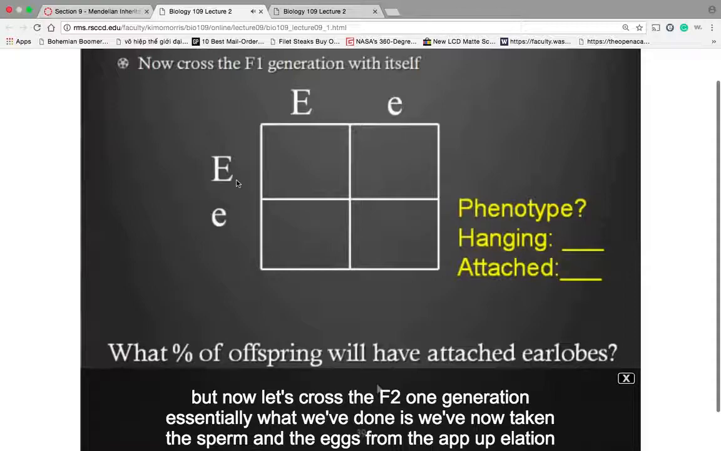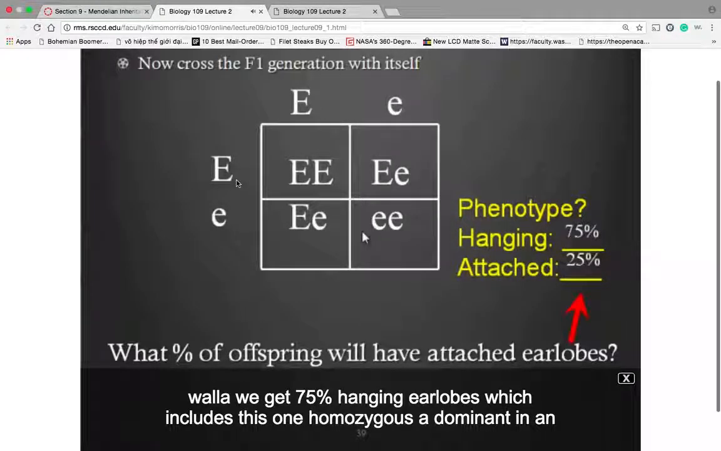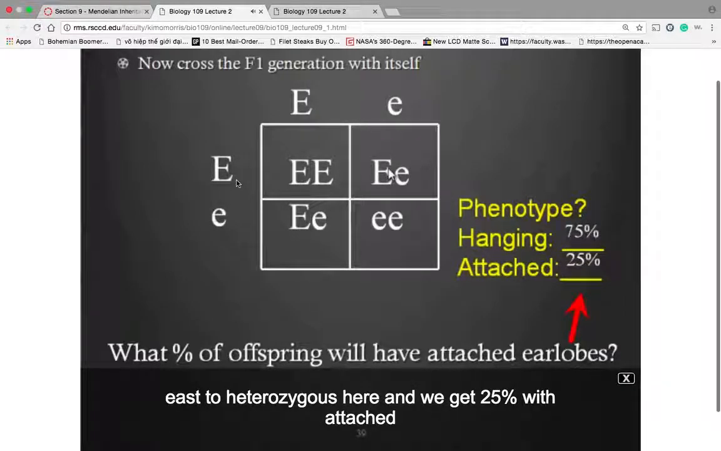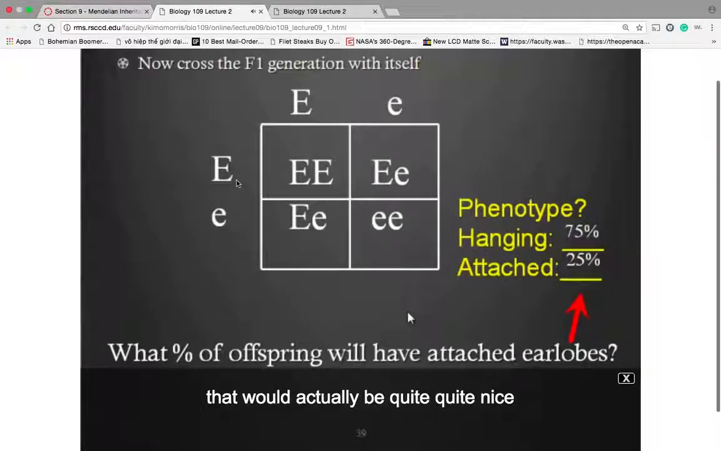But now let's cross that F1 generation. Essentially what we've done is we've taken the sperm and the eggs from the population, and we've stuck them into this Punnett square here. What are we going to get? Voila! We get 75% hanging earlobes, which includes this one homozygote dominant and these two heterozygotes here. And we get 25% with attached. Isn't that amazing? So can you see answering a question like this on the exam? That would actually be quite nice.